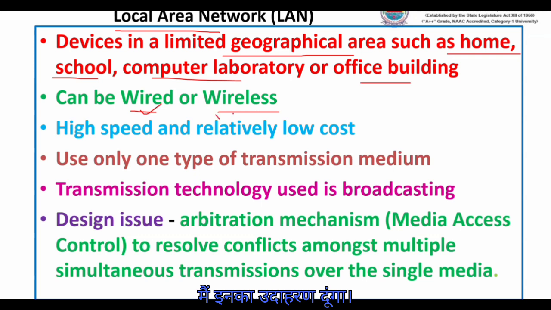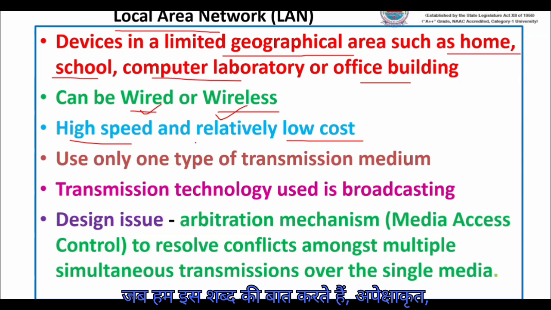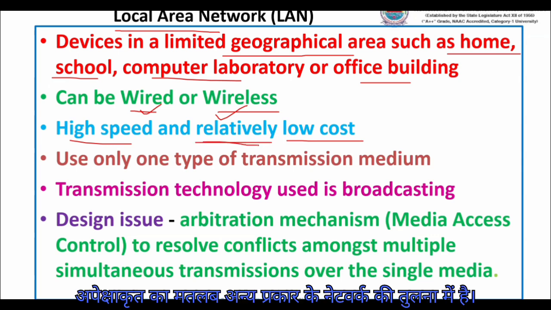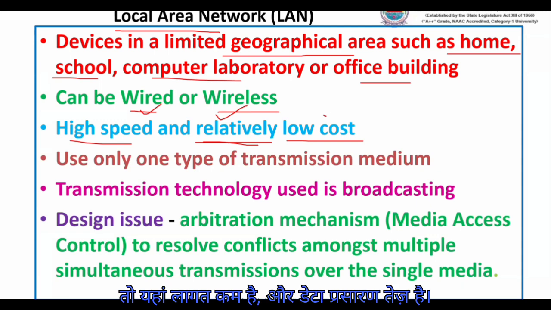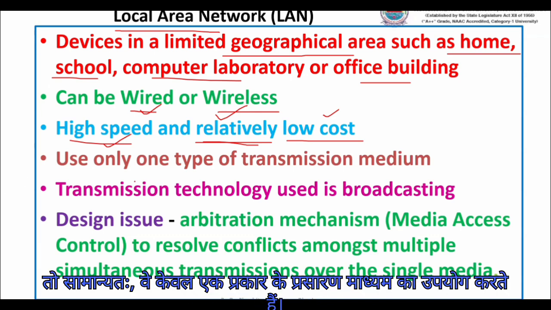They can be wired also, they can be wireless also. I'll give examples of these. They are high in speed. High speed means the speed with which the data is being transmitted. And they are relatively low in cost. Relatively means as compared to other kinds of networks. So the cost is low over here and data transmission is fast. Naturally, when the area is small, transmission is going to be fast.